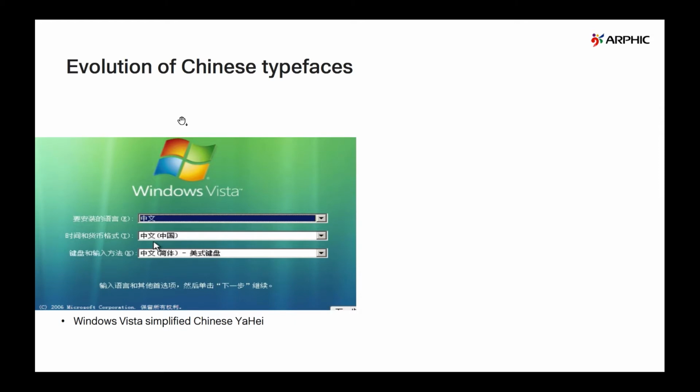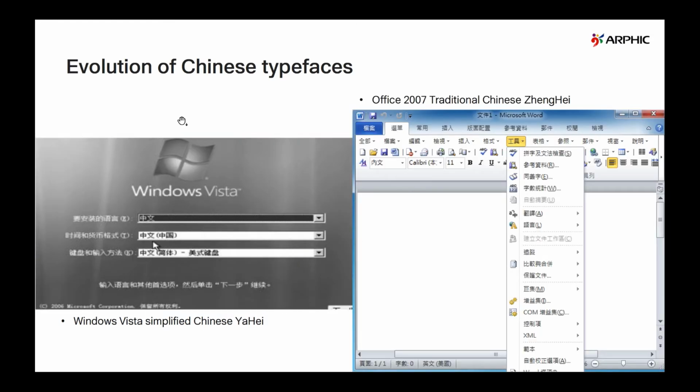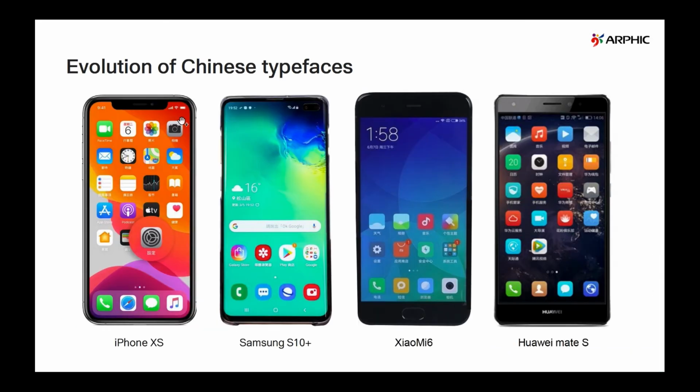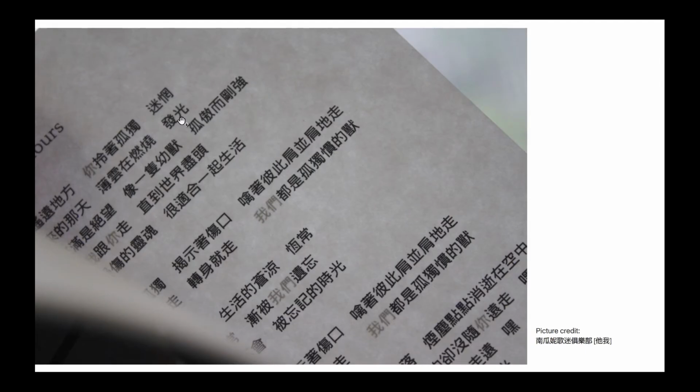Windows started to replace the Chinese system font with KaiTi, traditional and simplified, in 2006 when they launched Windows Vista. They also changed the system font of Office 2007 to KaiTi. Afterwards, all the electronic devices we use every day are embedded with KaiTi. Then we could start to see books printed with KaiTi.